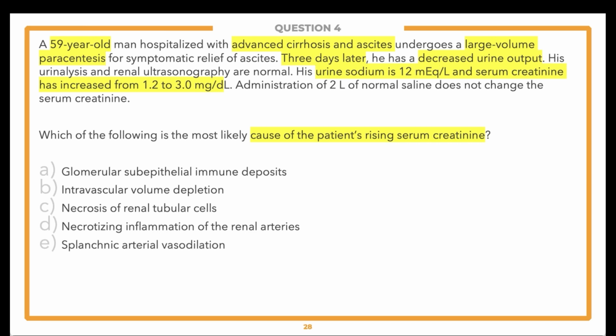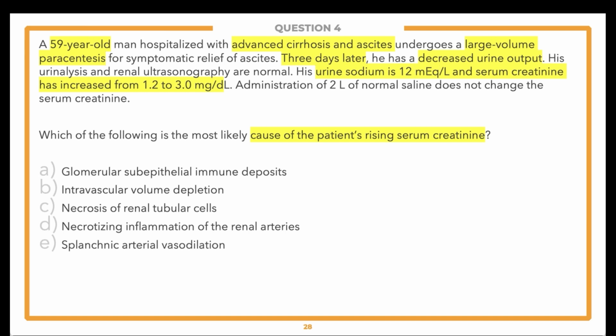All right, so we have option choice E, splanchnic arterial vasodilation. Option choice D, necrotizing inflammation of the renal arteries. Option choice C, necrosis of the tubular cells, renal tubular cells, sorry. Option choice B, intravascular volume depletion. Option choice A, glomerular subepithelial immune deposits.